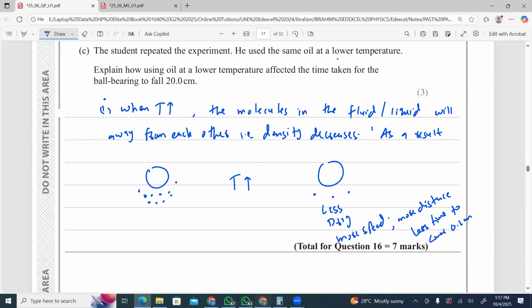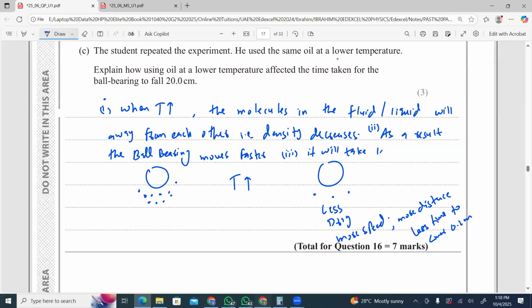So as a result, you say the object or the ball bearing moves faster. Because it is traveling faster, it will take less time. It will take less time to cover 0.2 meter distance.